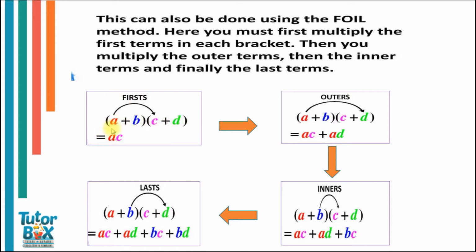So you have open bracket A plus B, close bracket, open bracket C plus D, right? So the first variables there, that's what you're multiplying. The first. So you have A times C, that there is my AC there. Okay. And then now let's go to the outers. The outers now is the A and the D. Okay. So that would be A times D, which is my AD. Okay. And then I do the inners. The inners is the B and the C. That's B times C, which is BC. And then now I do the last, which is the B and the D. And then I get my BD.